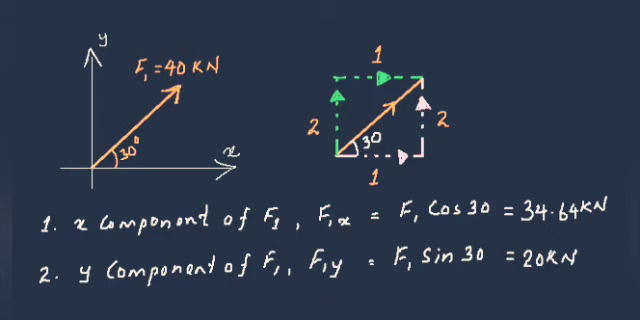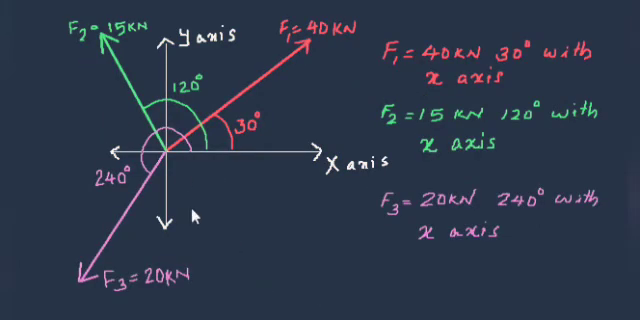Let's see if we can apply this theorem into a more complex system of forces. Don't get confused seeing this figure. I'm going to explain it in detail. In the figure, you have your x-axis and your y-axis, and a force of 40 kilonewton acting at 30 degrees with the x-axis, and a second force acting at 120 degrees with the x-axis. The force is 15 kilonewton, and a third force of 20 kilonewton acting at an angle of 240 degrees with the x-axis.